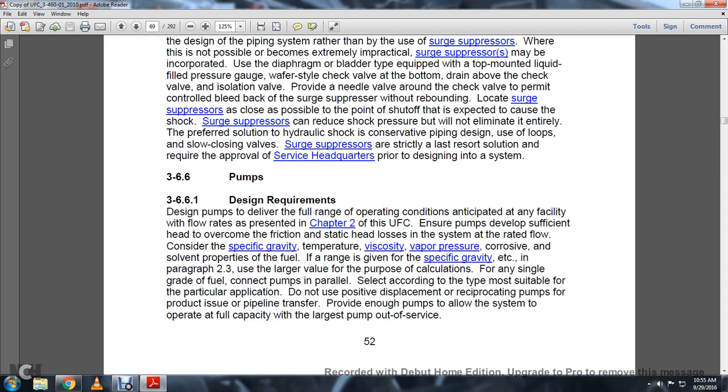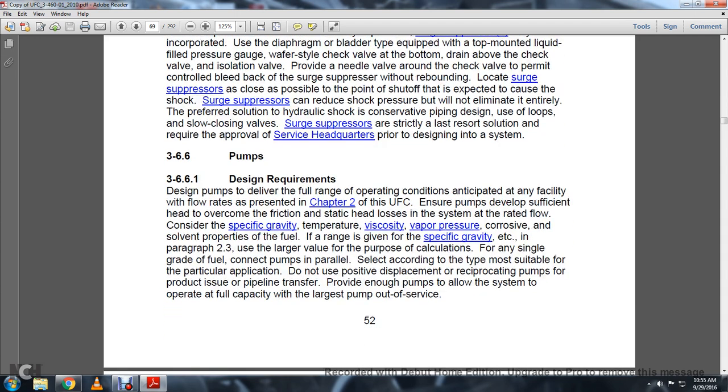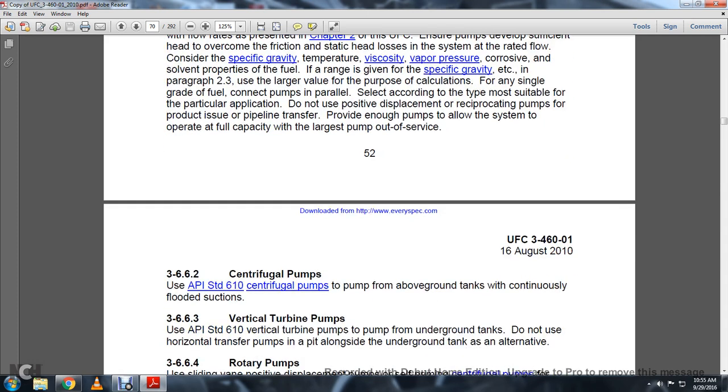Paragraph 2.3, the large volume and purpose of the calculation for any single grade fuel, and connect pumps in parallel, selecting the type most suitable for a particular application. Do not use positive displacement reciprocating pumps on the product issue of the pipeline transfer. Provide enough pumps to allow the system to operate at full capacity with the largest pump out of service.